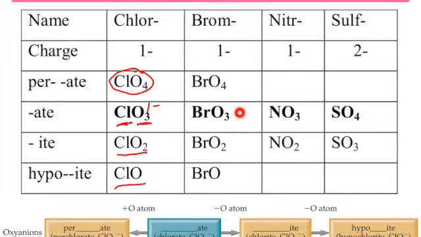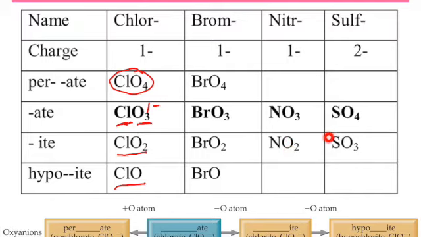Bromate, minus 1 charge. Bromite, minus 1 charge. Hypobromite, minus 1 charge. Perbromate, minus 1 charge. Now, one good thing about this, they're all the same charges, even though it indicates different oxygen states.